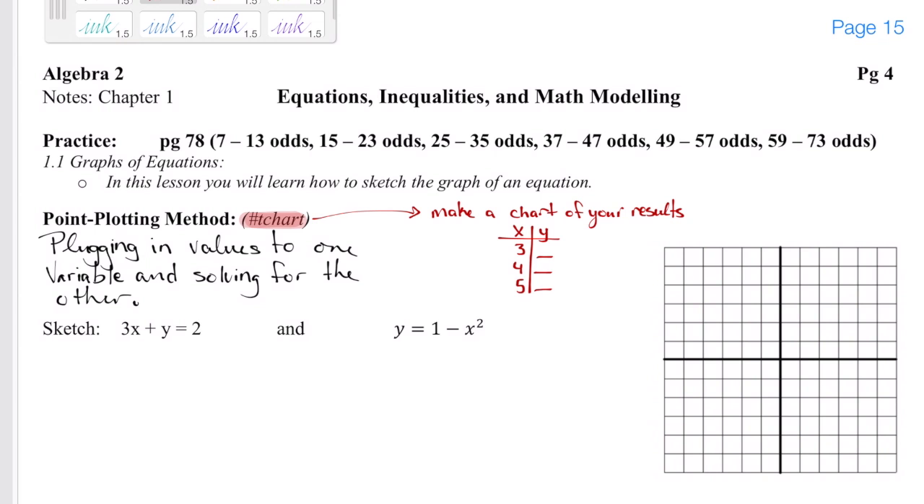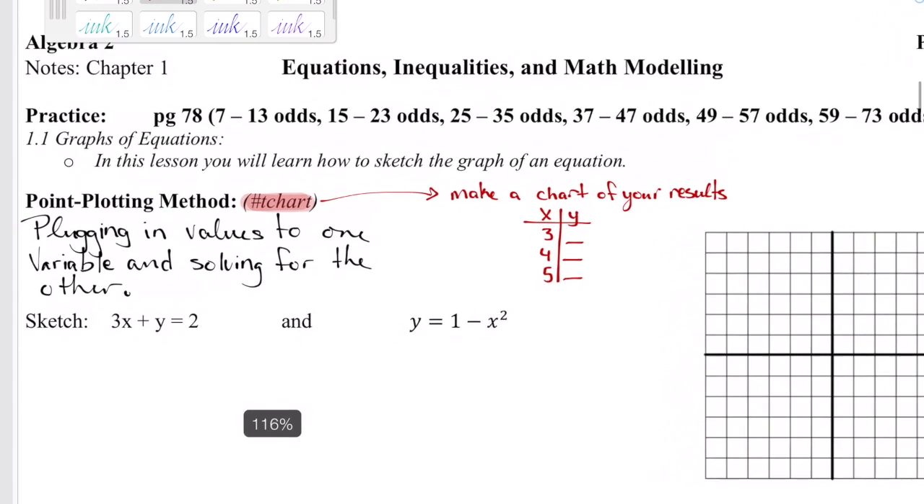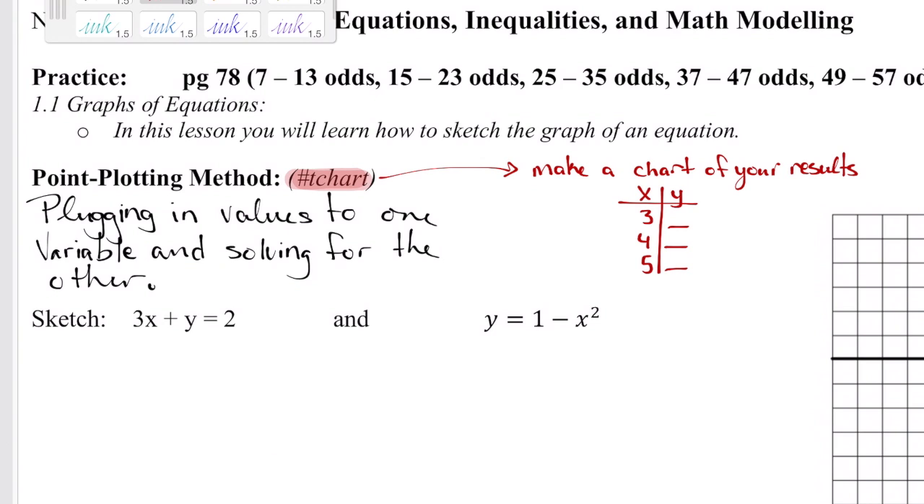This is Miss Lloyd, and we are looking at graphs of equations today. First thing I want to talk about is the point plotting method. I call it the hashtag T-chart. Pretty much if you don't know how to graph anything, this is your go-to.